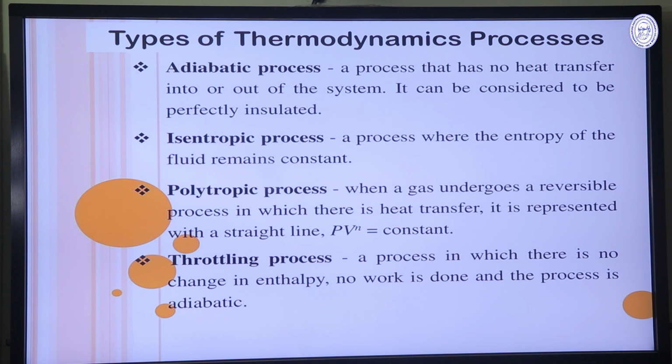Now, coming up to the polytropic process, when a gas undergoes a reversible process in which there is heat transfer, it is represented in a straight line, and we can write it in this form like PV to the power n is constant. And coming up to the last thermodynamic process, that is the throttling process. It is a process in which there is no change in enthalpy, or H. We usually denote it with H. We will be coming up to this later on also. So, whenever there is no change in enthalpy, there is no work done and the process is said to be adiabatic.